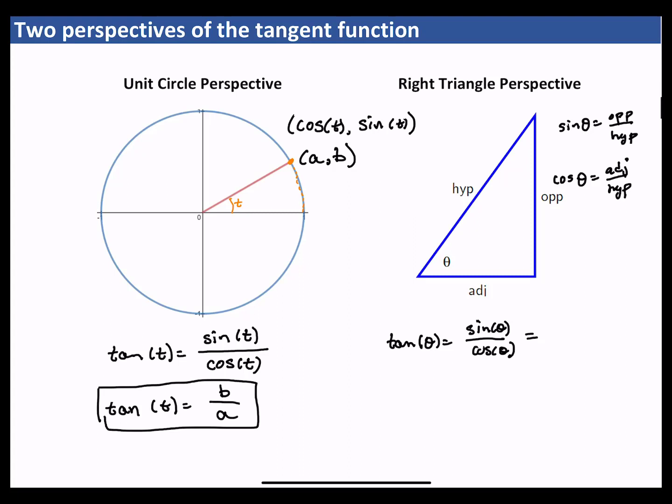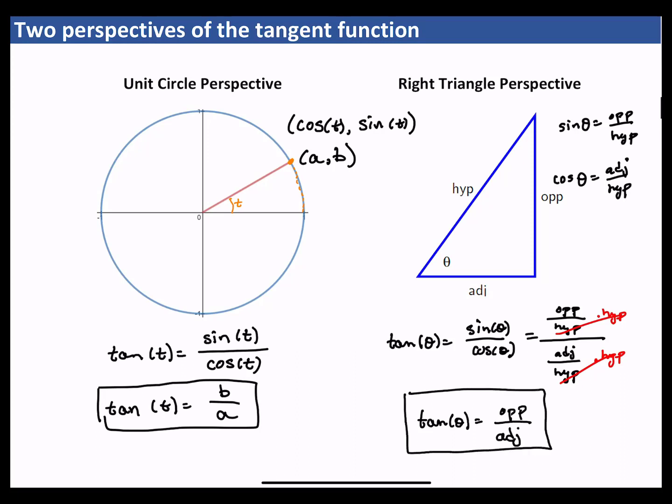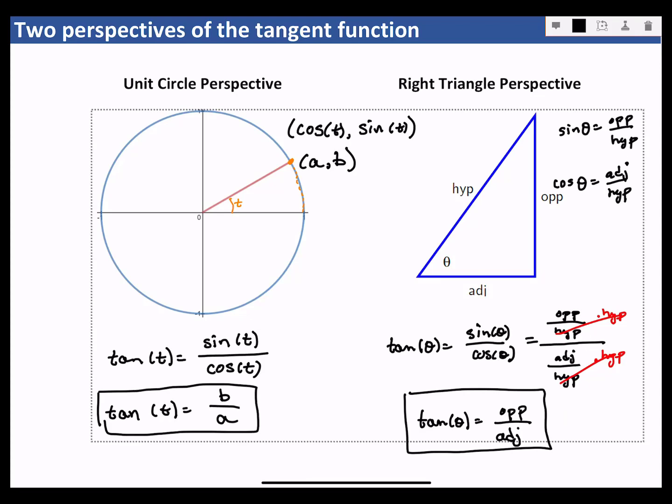So we'll see that the tangent of theta, which equals, again, sine of theta divided by cosine of theta, would equal, by these substitutions, opposite over hypotenuse divided by adjacent over hypotenuse. And multiplying both the numerator and the denominator by the hypotenuse results in the tangent of theta equals opposite over adjacent. We typically use this perspective that the tangent of angle theta is the ratio of the opposite side to the adjacent side whenever we are working to determine missing values in a triangle.